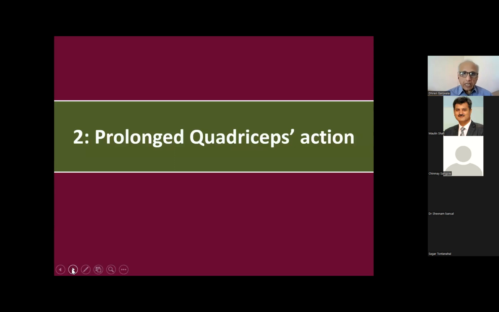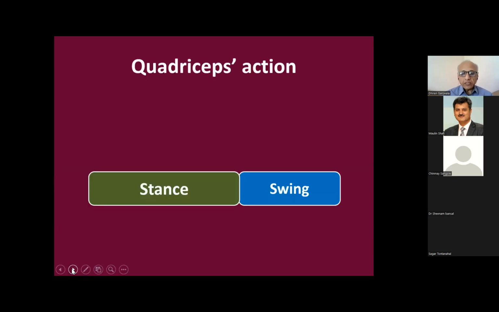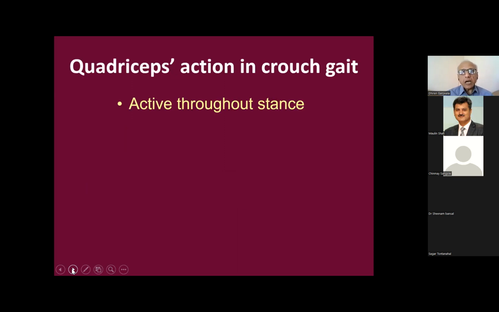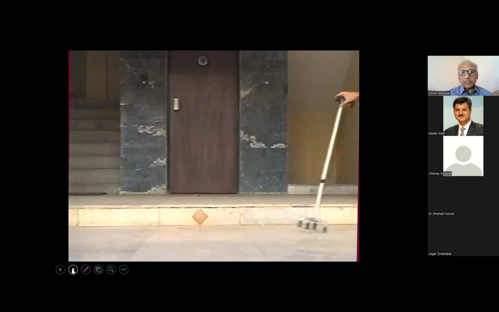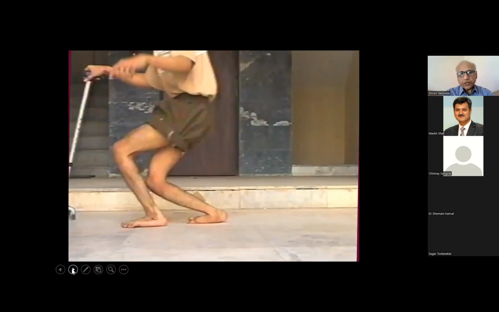Coming to the second point, it prolongs the quadriceps action. Let us see how it affects. We know that in the gait cycle, we have stance phase and swing phase, and quadriceps is mainly effective in the period of initial contact where it works eccentrically, and later on it works concentrically. So quadriceps is working mainly during the initial 1/3 of the stance phase. So almost 15% of the gait cycle, quadriceps is active. However, when there is knee flexion, we saw that to keep the body upright, the quadriceps has to work all throughout the stance phase. This can be seen very well. Look at this person's quadriceps muscle.